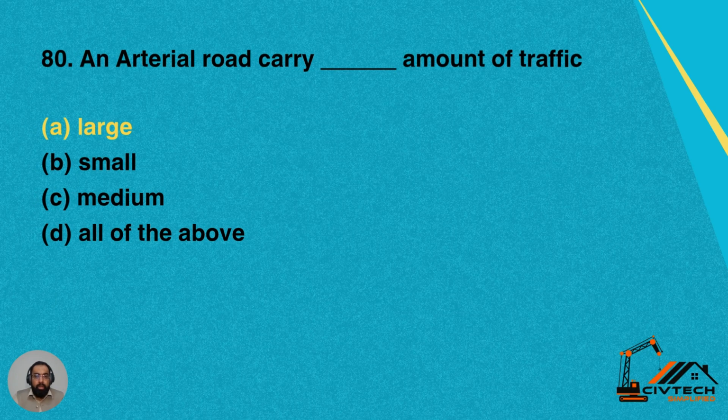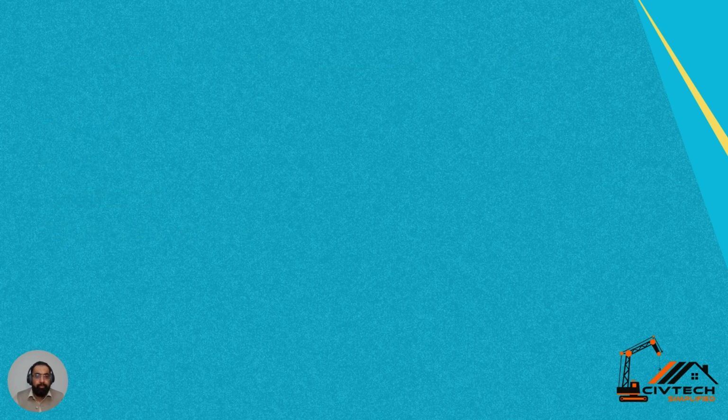Question 80. An arterial road carries dash amount of traffic. Number A, it's the main road of the town, remember. Number A, large amount of traffic. B, small amount of traffic. C, medium amount of traffic. D, all of the above. So the main road holds the maximum number of the traffic or the large amount of the traffic. So A option is correct for this question.